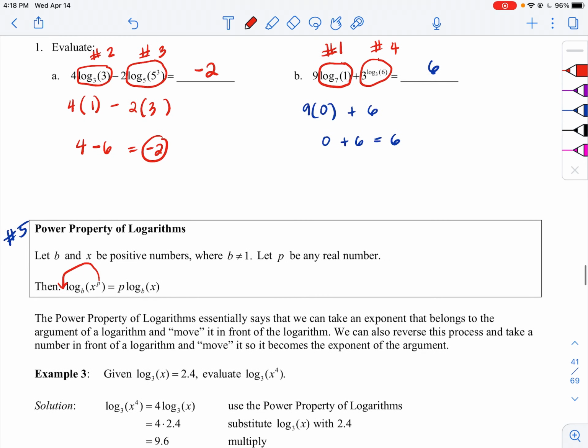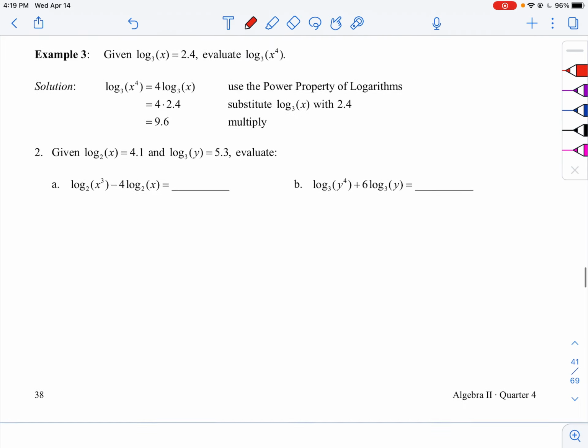Let's say I have log with a base of 6 of, say, we can even use x or whatever, to the power of 7. What that says is I can take the 7 and put that over here. So I can rewrite this as 7 times log with a base of 6 of x. Does that make sense? Okay, now let's take a look at some of the examples here.